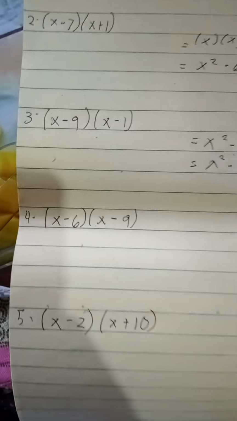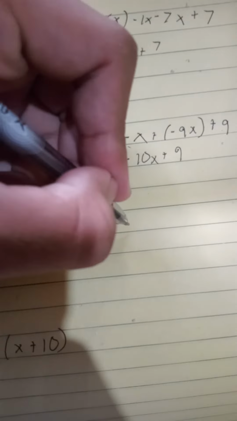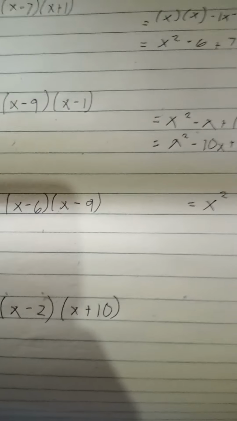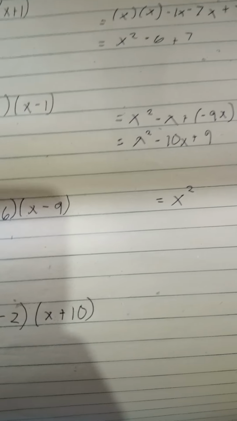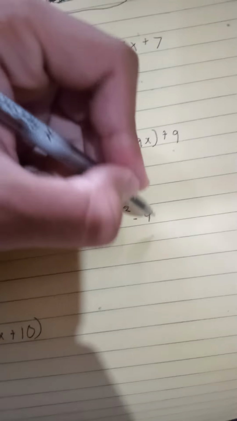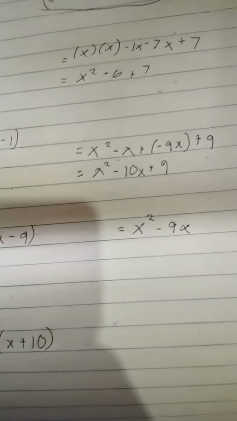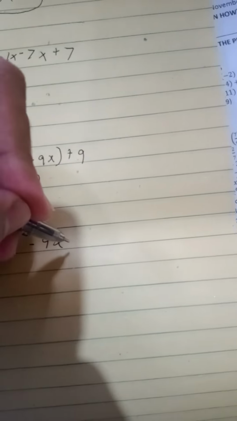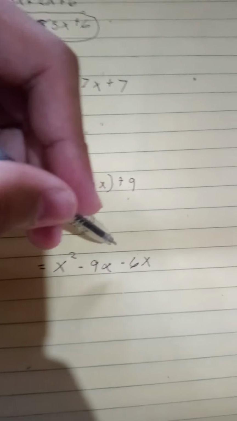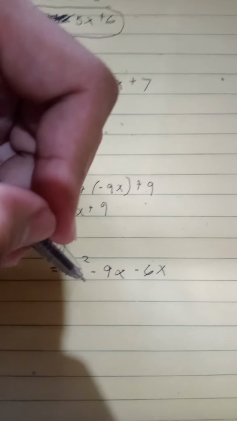x times x equals x squared. Negative 9 times x equals negative 9x, and x times negative 6 is negative 6x. Negative 9 times negative 6 equals 54.